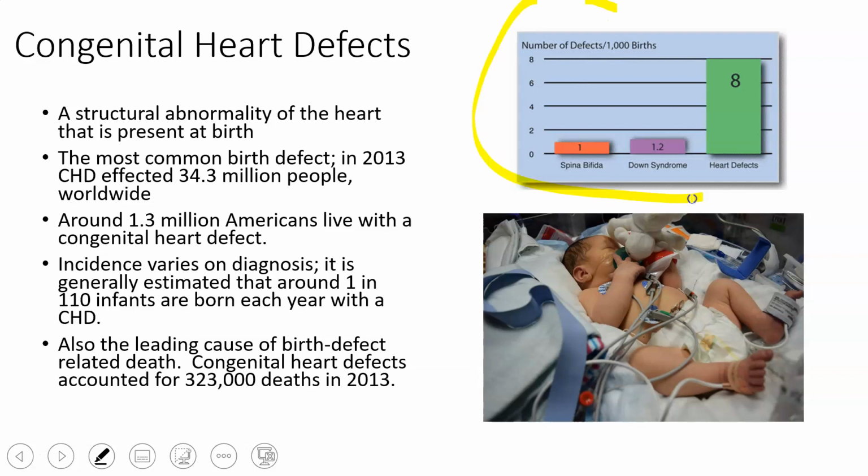And over here you see the number of defects per 1,000 births. Spina bifida, about 1 out of 1,000. Down syndrome, 1.2. Heart defects, 8. That's 1, 2, 3, 4 births. So easily the most common birth defect. And unfortunately, the leading cause of birth defect deaths.